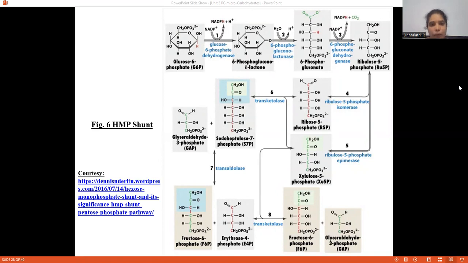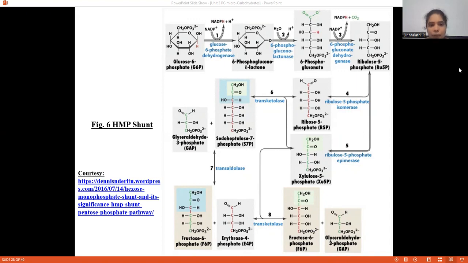Apart from this pentose sugar, we also produce reducing equivalents. Those reducing equivalents will be used for the synthetic processes, especially fatty acid synthesis, as well as the synthesis of DNA and RNA structures, the nucleotides. So let us start with the HMP shunt pathway.